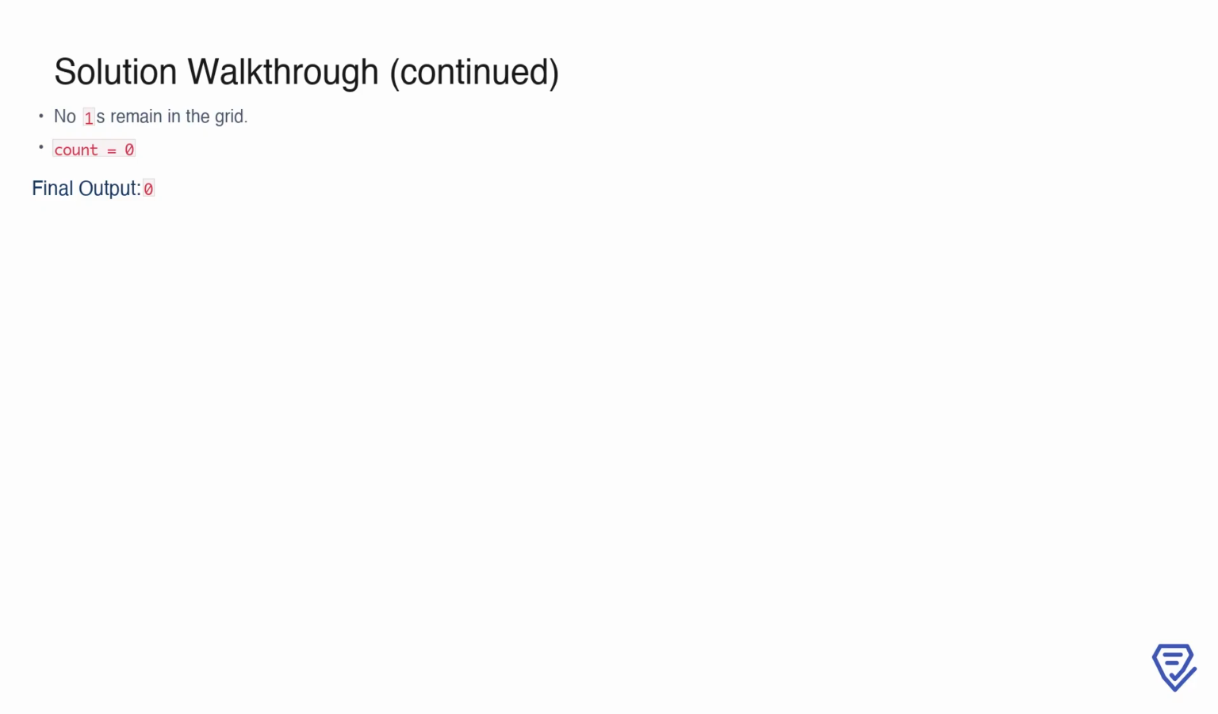After eliminating all boundary-connected land cells, we proceed to count the remaining land cells. At this stage, no 1s remain in the grid, indicating that there are no enclaves. The count is 0, which we return as the final result for this example. This concludes our walkthrough of the problem, demonstrating how to approach different scenarios effectively.